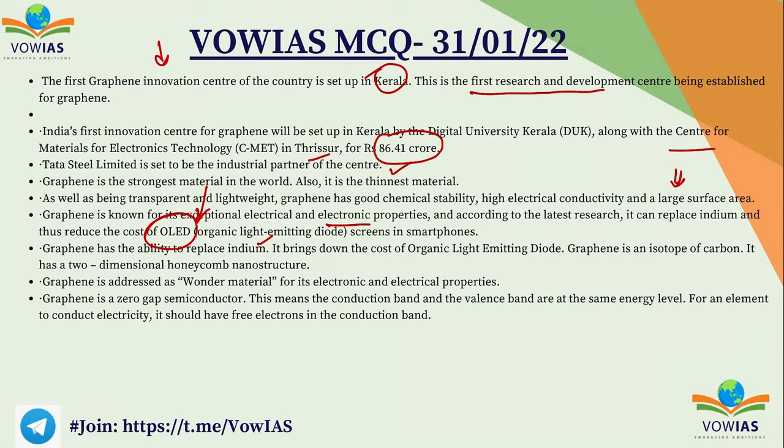It is an isotope of carbon and has a two-dimensional honeycomb structure. You might have read about this honeycomb structure in your school days. Graphene is called a wonder material for its electronic and electrical properties. It is a zero gap semiconductor. That means the conduction band and the valence band are at the same energy level. For an element to conduct electricity, it should have free electrons in the conduction band.